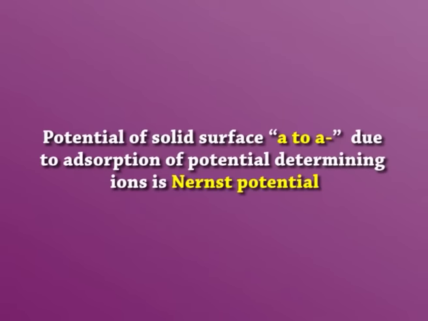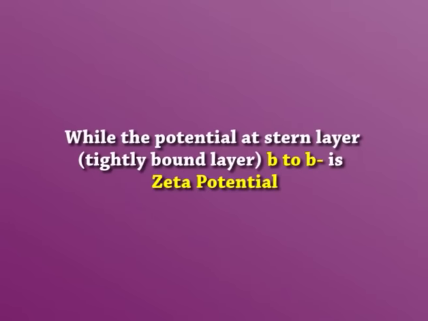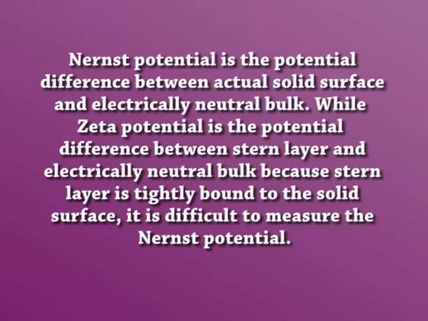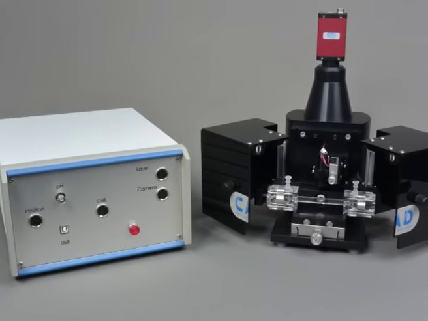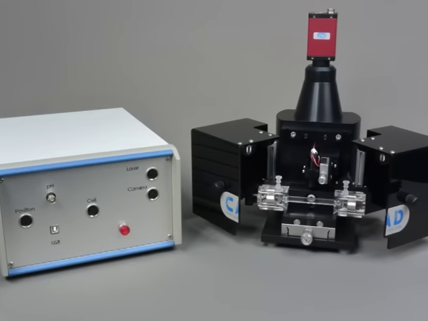Potential of the solid surface A to A dash is known as Nernst potential, while potential at the Stern layer, that is the tightly bound layer B to B dash, is known as zeta potential. Nernst potential is the difference between actual potentials at the solid surface and the electrically neutral bulk, while zeta potential is the difference between the Stern layer and the electrically neutral bulk. Because the Stern layer is tightly bound to the solid surface, it is difficult to measure Nernst potential. Zeta potential measurement is the more popular method of evaluation of a dispersed system.